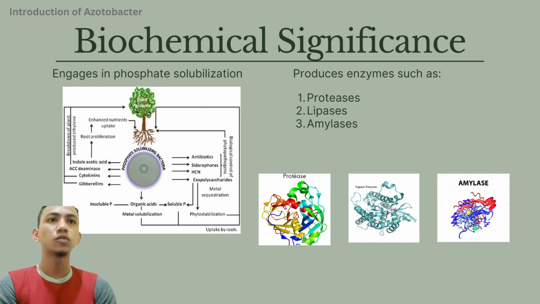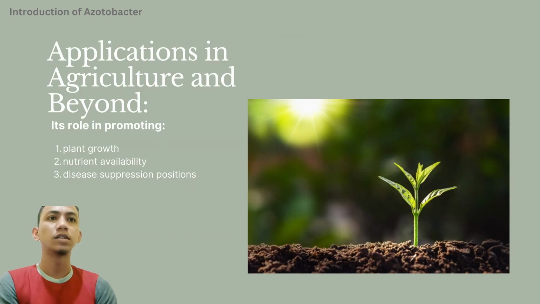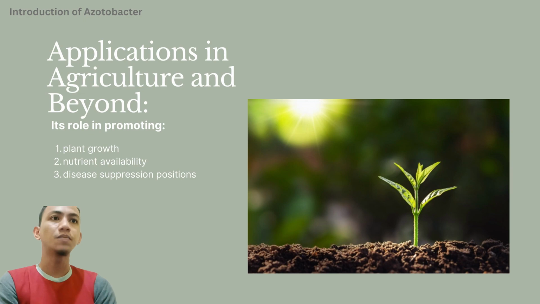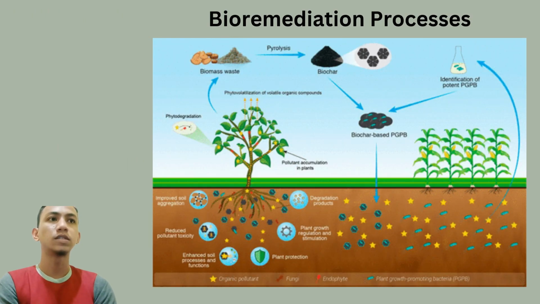Azotobacter bacteria are also used in agriculture. Azotobacter's impact extends to agriculture, where it is harnessed for the production of biofertilizer. Its role in promoting plant growth, nutrient availability, and disease suppression positions it as a valuable ally in sustainable agricultural practice. Additionally, Azotobacter has potential in bioremediation processes, contributing to environmental cleanup, showcasing its broader application in natural resource management.